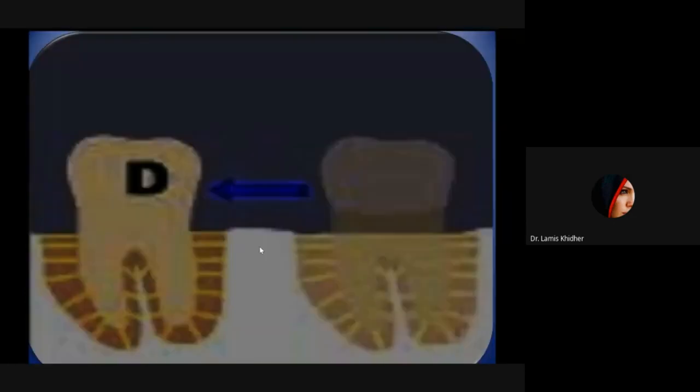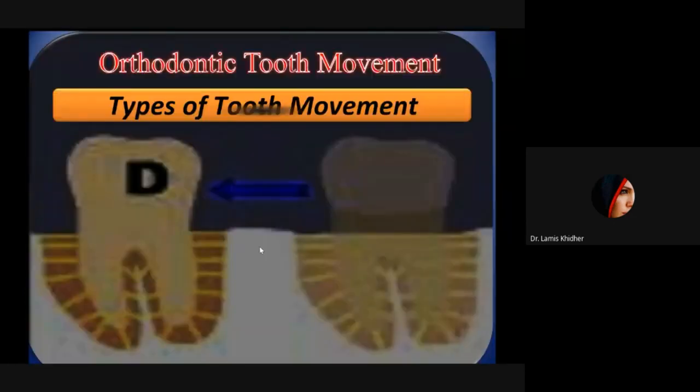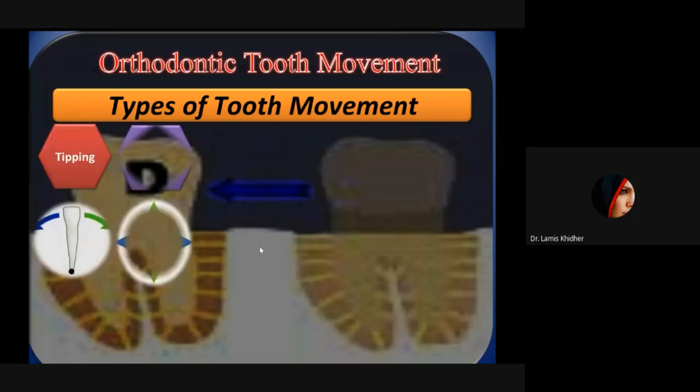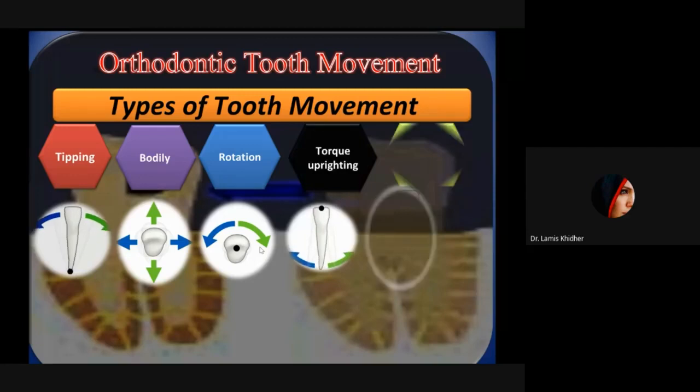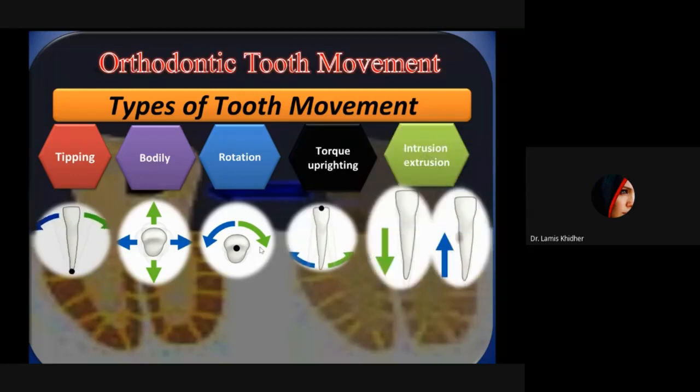Now, of course, I told you there are types of orthodontic tooth movement. We have many types. Before I talk about the types, I will enumerate them for you. There is tipping movement, bodily movement, or translation movement, rotation movement, root movement including torque and uprighting movement, and there is intrusion and extrusion. So we have 6 types of orthodontic tooth movement.